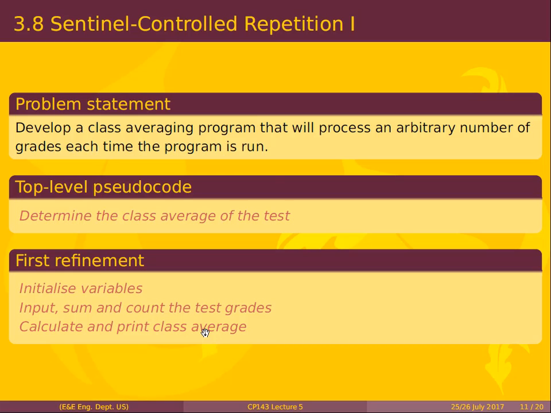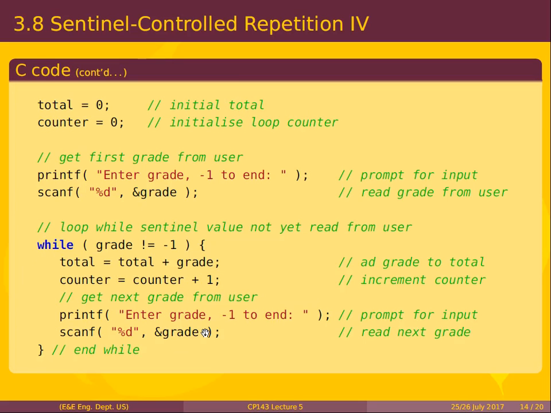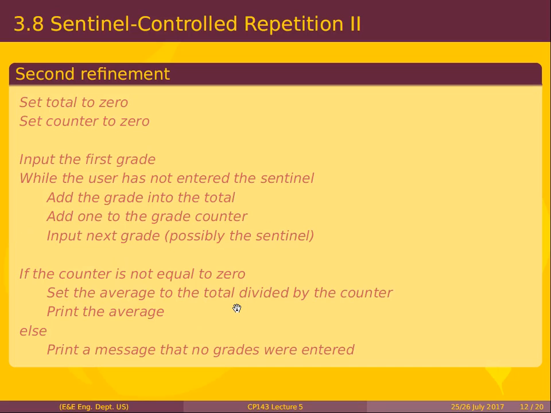Now, what happens if we want to change this to process an arbitrary number of grades each time the program is run? So again, our top level code is determine the class average of the test. Our first refinement, however, is still initialize the variables, input the sum and count the test grades, and print the class average. But now our second refinement is becoming a little bit more complex.